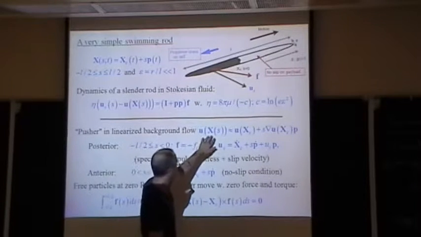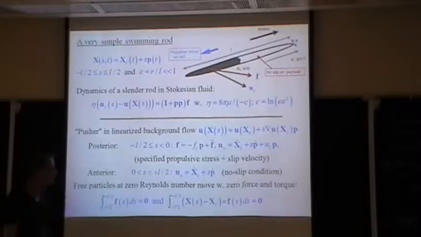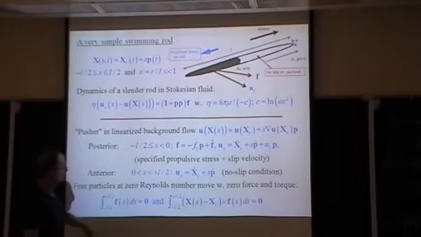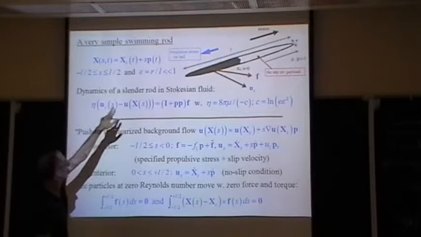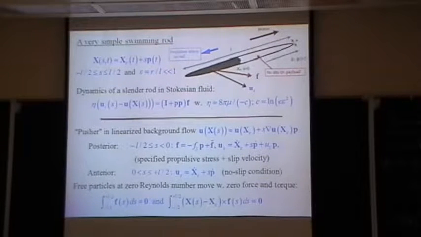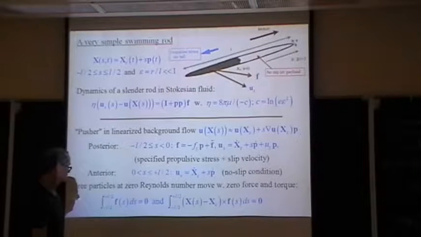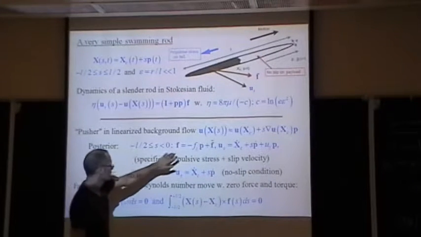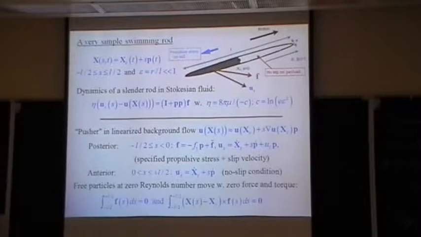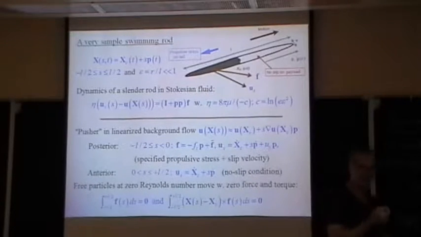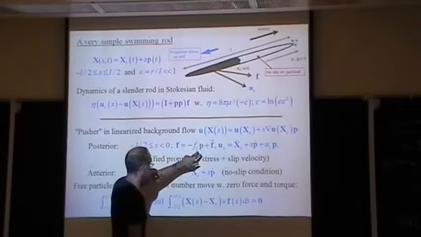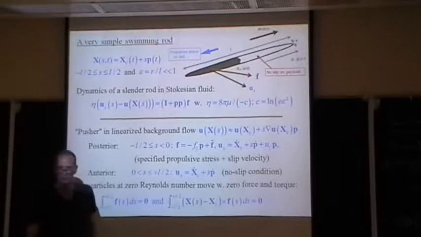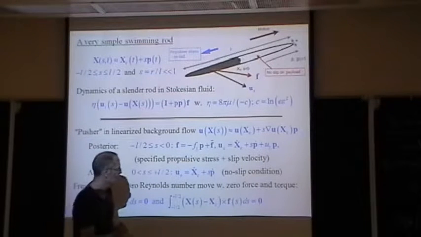So we take our velocity field and linearize it around the center of mass. x of s is just the center of mass plus arc length back and forth, plus or minus L over 2 along the axis. On the posterior part, if you are going to have a propulsive stress, you have to allow yourself the degree of freedom to have a slip velocity on the surface. If you don't have a no-slip condition, you're specifying part of the stress, so you have to give yourself a degree of freedom. In that case, it's a slip velocity along the surface, plus some other stress to satisfy all your boundary conditions, like it's a rigid rod and so forth.